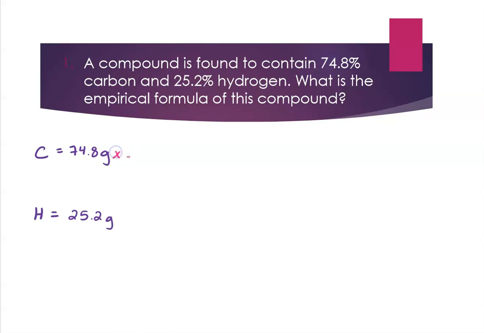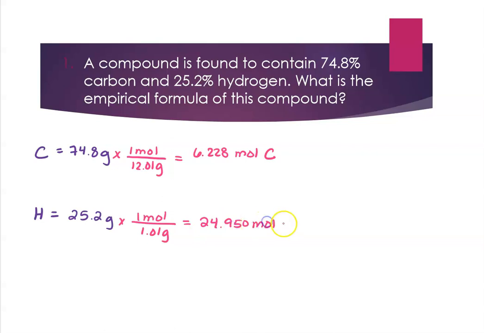So I'm going to divide each one by the molar mass to get it into moles. So the molar mass of carbon is 12.01 grams, and the molar mass of hydrogen is 1.01 grams. So grams will cancel with grams, and I will be left with the unit of moles. All right, so we'll do this math, and I'm going to get here 6.228 moles of carbon. Usually when I do this, I like to round to at least 3 decimal places so that when I divide in the next step, I get the most accurate answer possible.